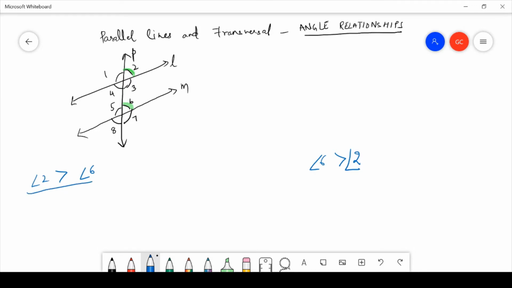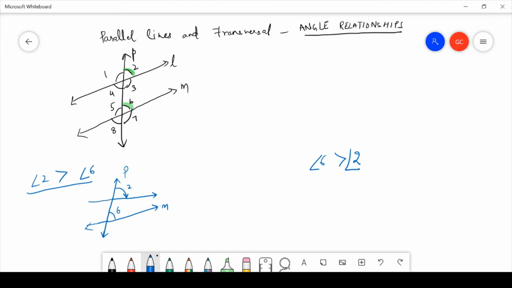What happens in that case? I'm just going to redraw this a little bit here. Let's say this is P, the transversal. I'm just going to take this part of the ray. Angle 2 is greater than angle 6. I'm just assuming angle 6 is similar to how it was in the diagram above. This is angle 6. And angle 2 is greater, which means this measure of rotation is going to be more than the rotation of line M with respect to line P. So line L is going to rotate more than line M.